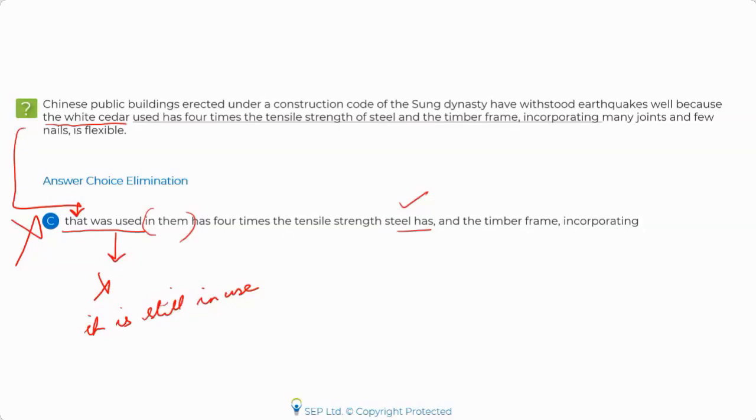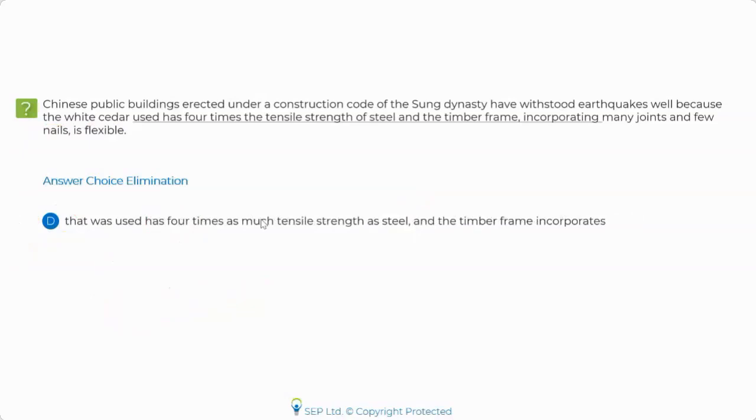All right. Any other queries, guys? So Julia, Shashank, Kabir, I hope it's clear to you. I'm going to move now to the next option. Here we go. Same logic here, same problem here. "That was used" is wrong.